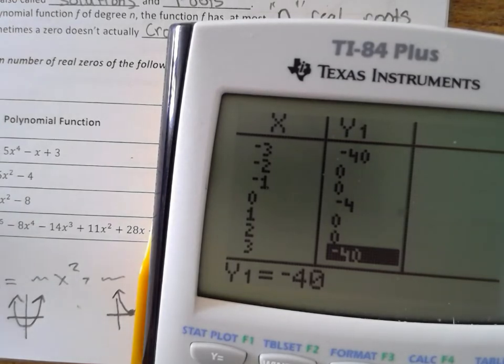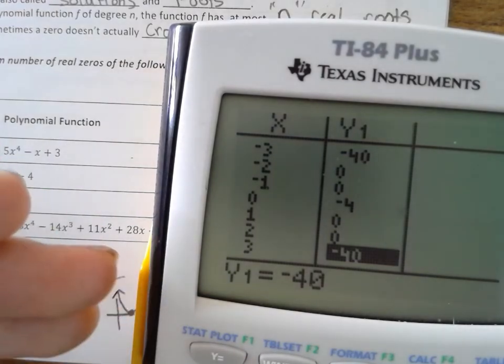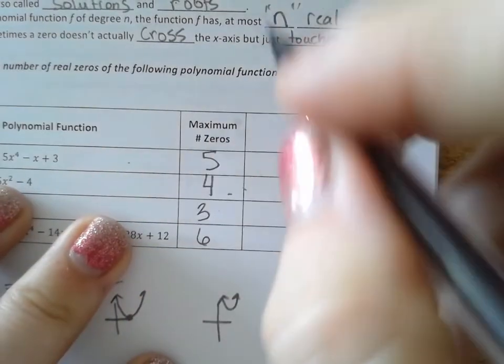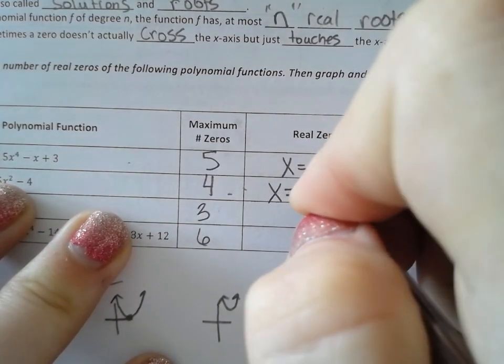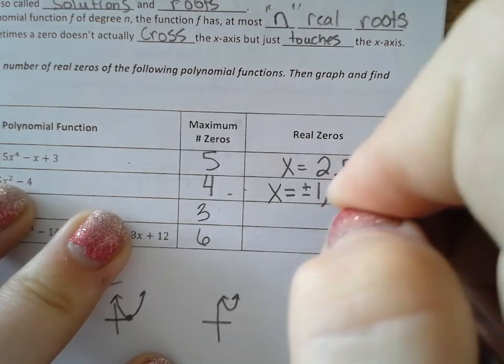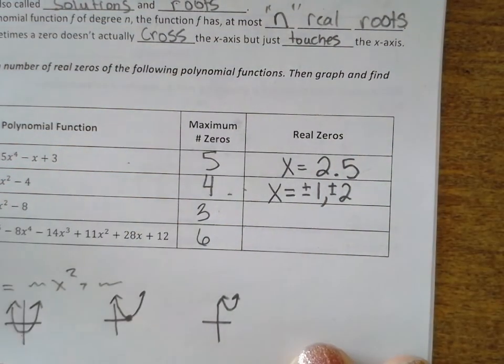And what's the maximum number of zeros I can have? 4. I just found 4 of them. I know I have the maximum amount. So I'm going to be convenience-oriented, not lazy. Plus or minus 1 and plus or minus 2. What does that actually mean? Negative 1, negative 2, positive 1, positive 2. Okay. We accept both, right? Yes. Are we all good with this concept? Okay, then I'm just going to leave it there.